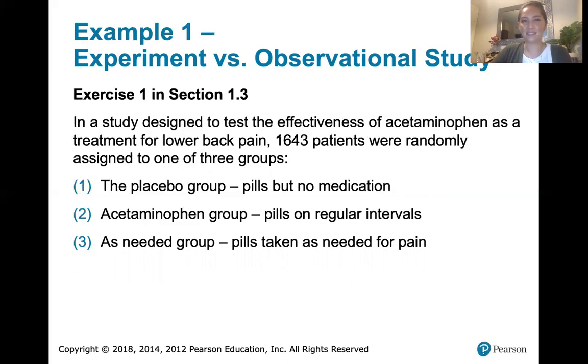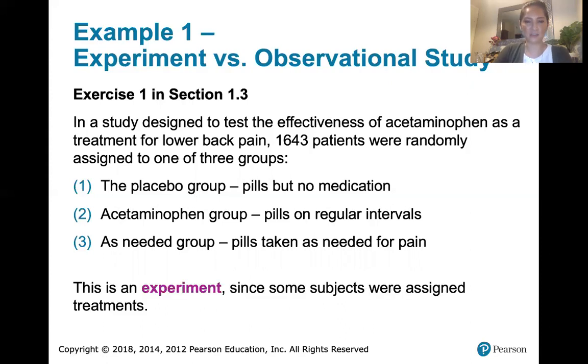So the question is, is this an experiment or an observational study? Are we applying a treatment and then looking for an effect of that treatment, or are we just observing things? Well, I think we can see, since we put people into these three groups and the last two groups are receiving acetaminophen, and then we're going to ask them about their pain levels, this is an experiment, because some people are getting the treatment and others aren't in the placebo group. And then we're trying to see the relationship between that treatment and the effect on the pain. So this is an experiment.